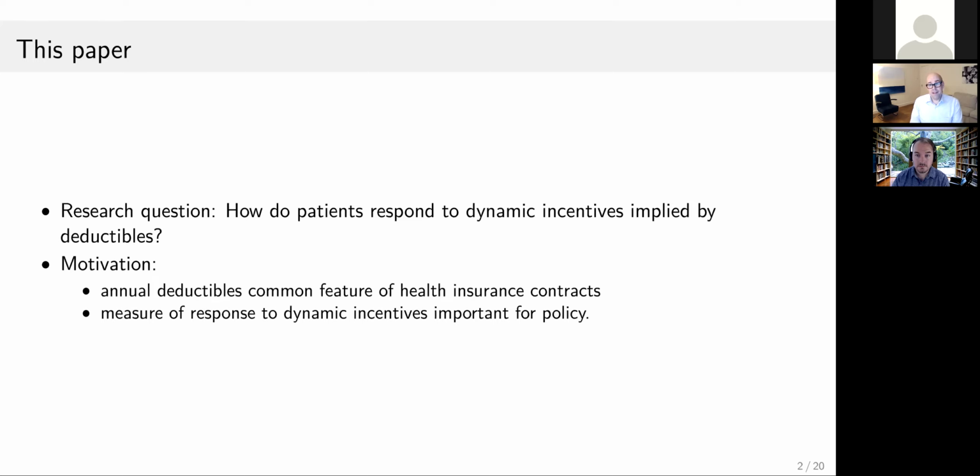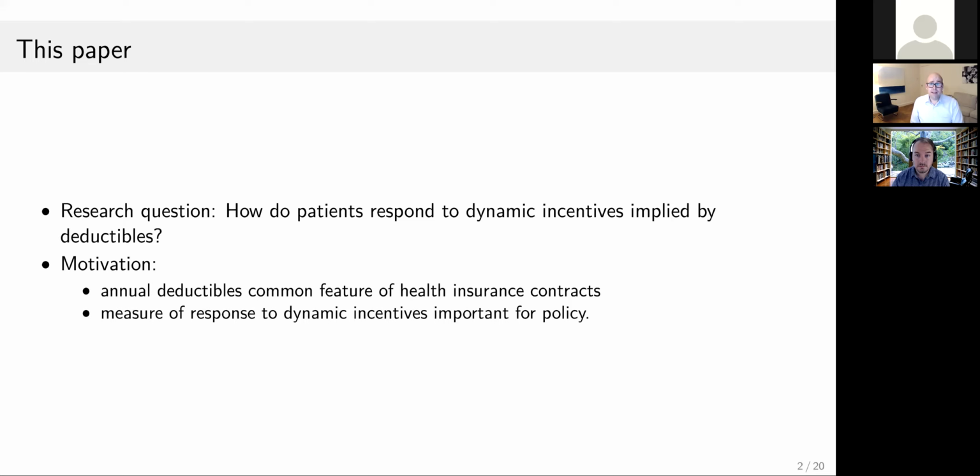Since the deductible limit is a key policy choice, either for policymakers who set the scene or for insurance companies, that brings us to the question, what is going on basically? So how can we quantify the response to dynamic incentives?